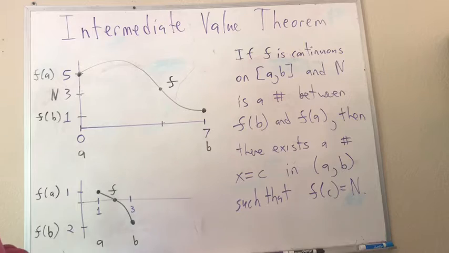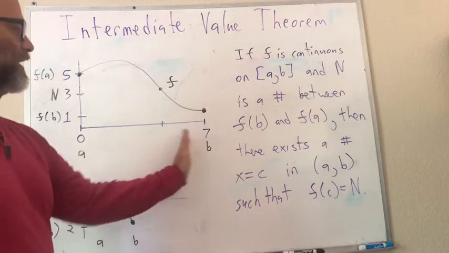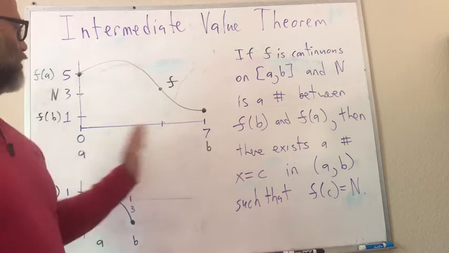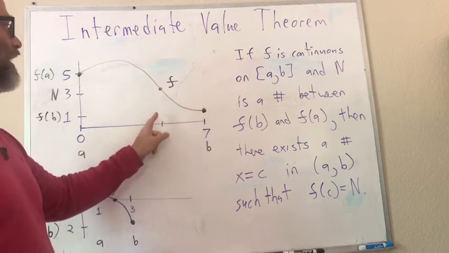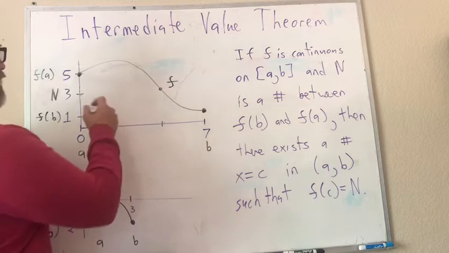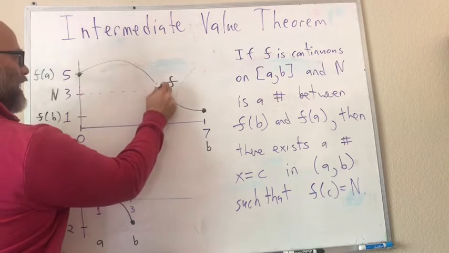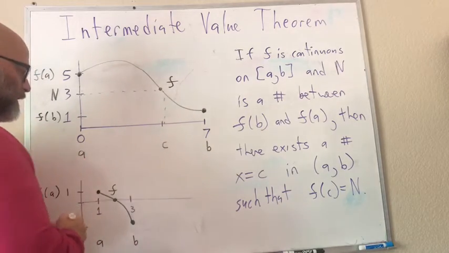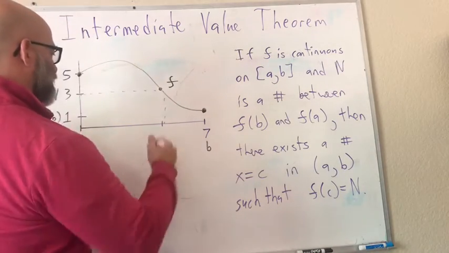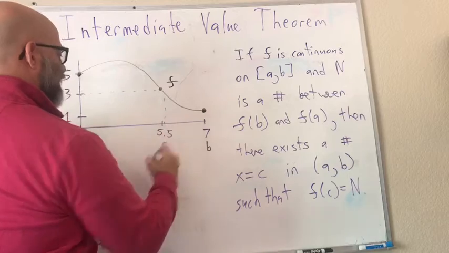Then there exists a number x equals c, so we're talking about an x value, c, in the open interval from a to b, such that f of c, meaning if we stuck c into the f function, it would equal n. So we kind of work our way backwards from n to here, and this has got to be c. I don't know what that is. Maybe that's like 5.5. Just randomly making that up.